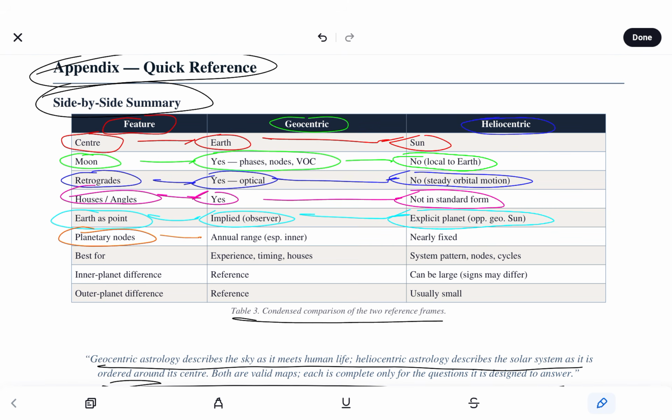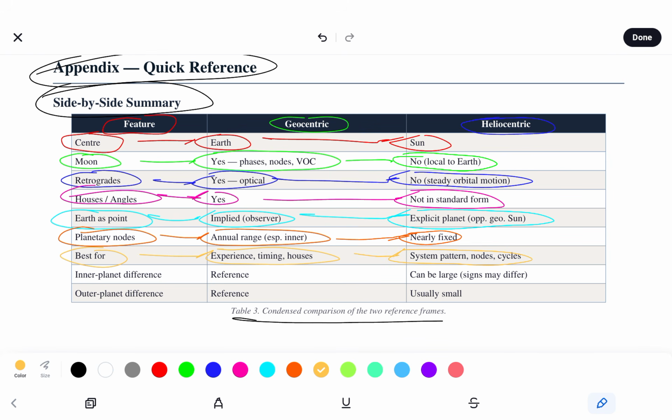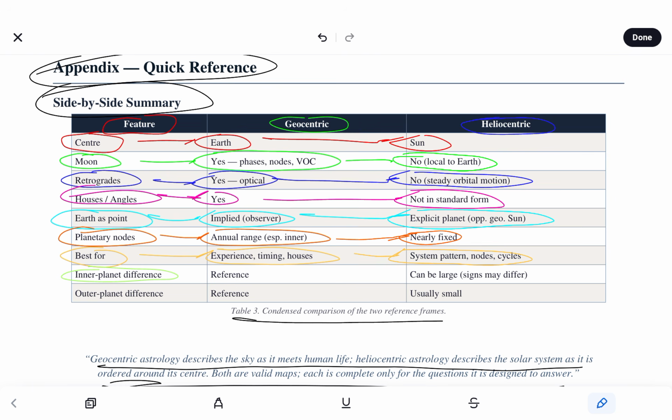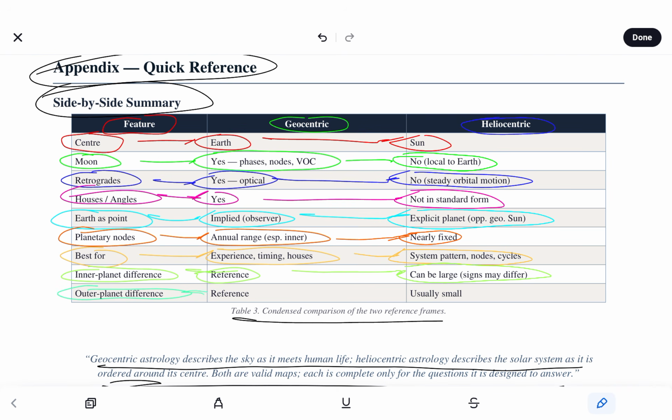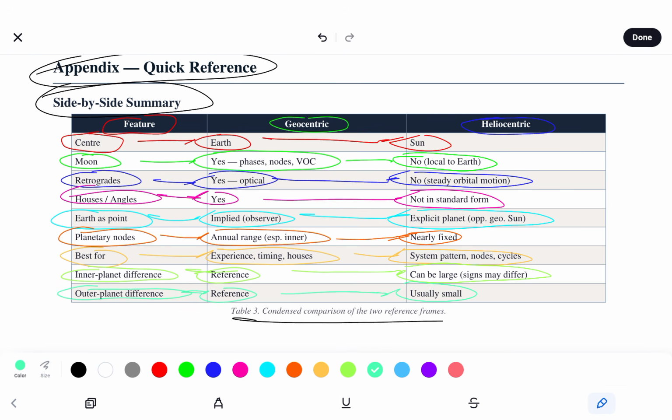Planetary nodes: annual range, especially inner, in geo, and nearly fixed in helio. Best for: experience, timing, houses in geo; system pattern, node cycles in helio. Inner planet difference: reference in geo, and for helio it can be large, signs may differ. And we see for outer planet difference, reference, usually small for helio.